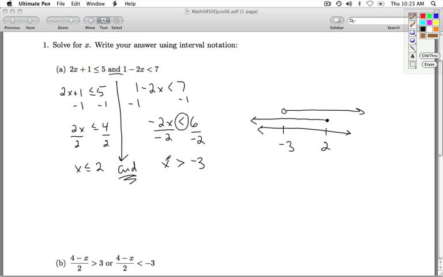Now, since the operative word here is and, I need the numbers that are in both sets. So as I go through here, I look and see where I have the overlap of both of them. And so I have everything bigger than negative 3, less than or equal to 2. And so my final answer, written in interval notation, is parentheses negative 3, comma 2 with a bracket. And that'll do it for 1A.